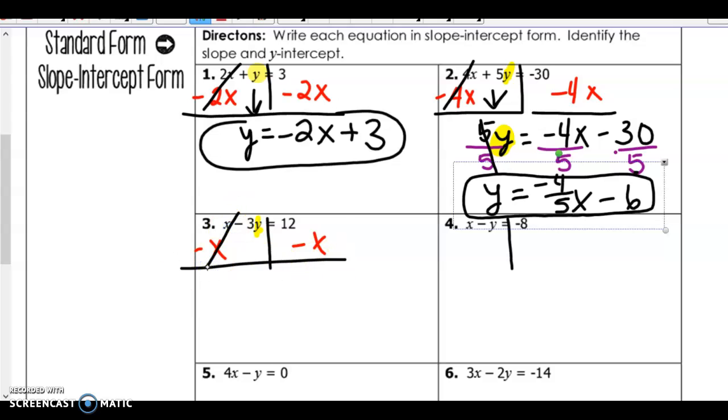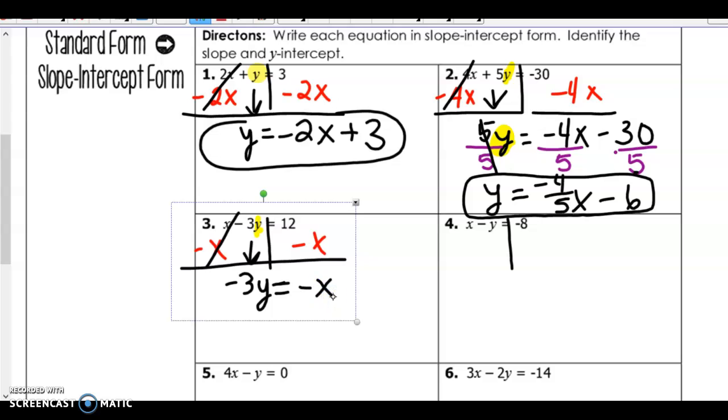These cancel. I'm going to bring down my negative 3y equals, and then again, write your x first. So in this case, it's negative x, and then the 12, so it's plus 12 because the 12 is positive. All right, again, we still need y by itself. So right now we got that negative 3 there, okay? The negative 3 is being multiplied, so in this case we have to divide. So I'm going to divide by negative 3. It doesn't change the sign, it's going to stay negative.